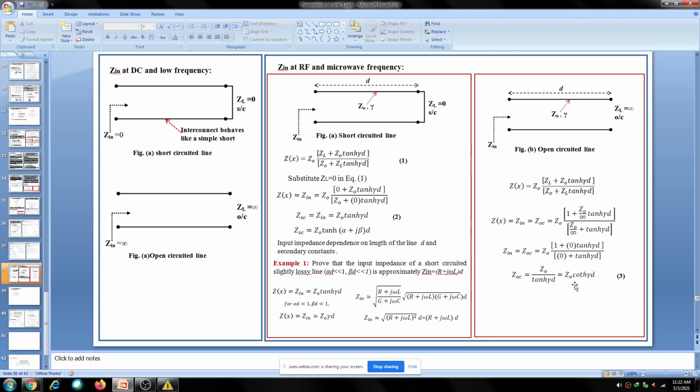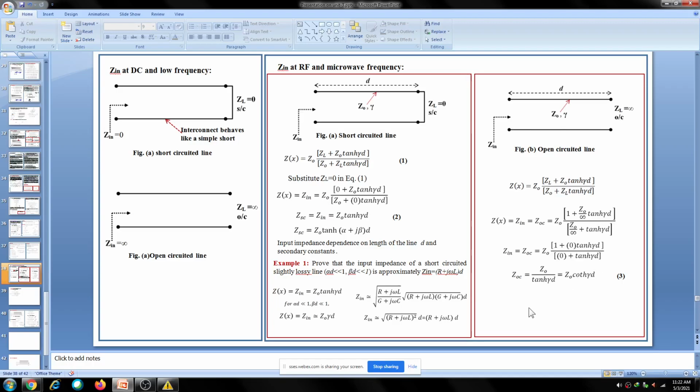ZOC is equal to what? Z naught cot hyperbolic gamma d. You should remember this. Similarly, ZSC is Z naught tan hyperbolic gamma d. That means you should draw the circuits like this. This is a short circuited line. This is an open circuited line. So input impedance is a function of distance.